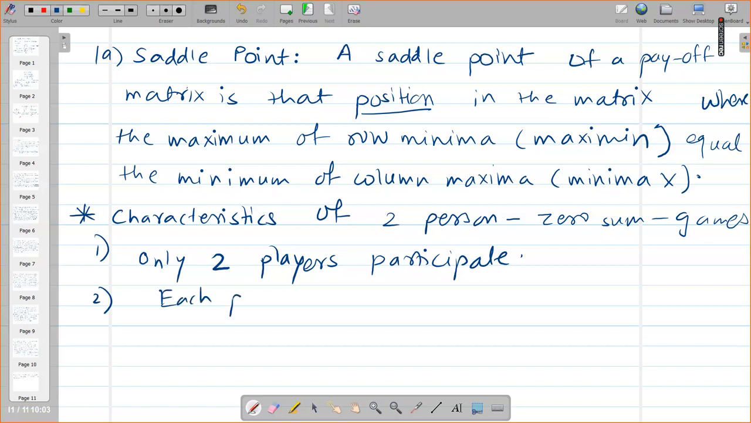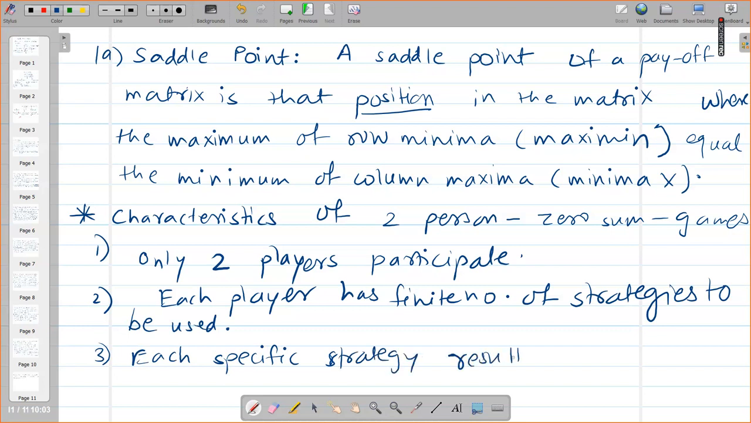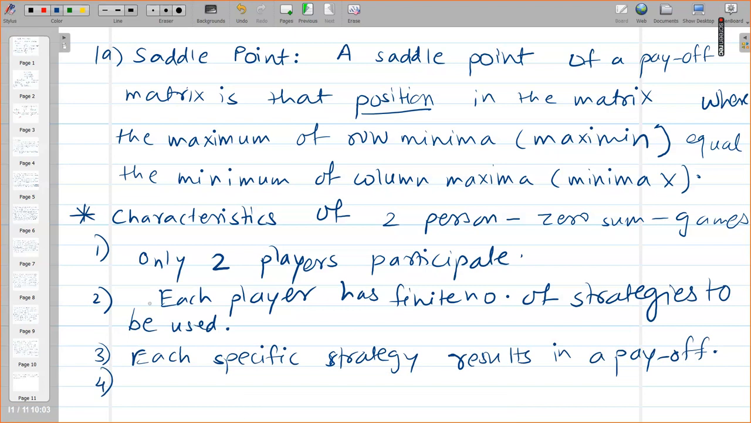Each player has a finite number of strategies to be used. Each specific strategy results in a payoff. It is not that there is no result; after playing, something is going to happen. One player is going to gain, the other player is going to lose. So an outcome must be there.